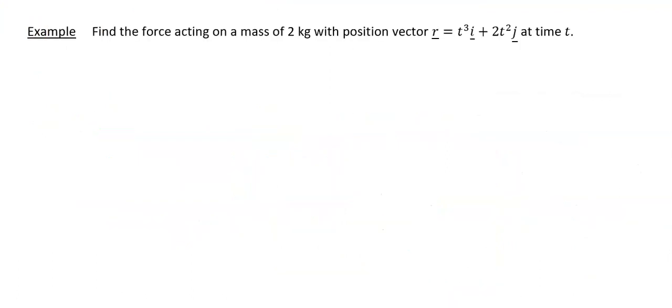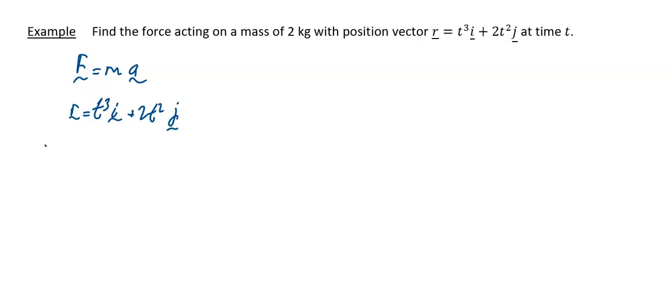Okay, just another couple of examples to go. It says find a force acting on a mass of 2 kilograms with a position vector r is equal to t cubed i plus 2t squared j at a time t. Okay, so to do this, you've got to remember your vector force is equal to mass times your vector acceleration. We effectively have got your s, but they've called it r. We've got the displacement is equal to t cubed i plus 2t squared j.